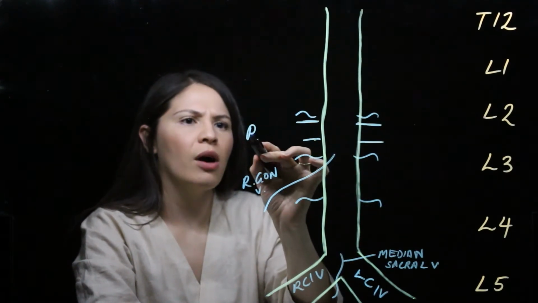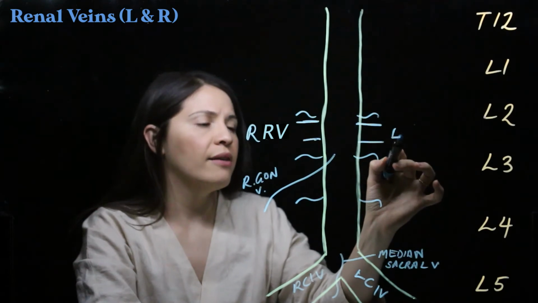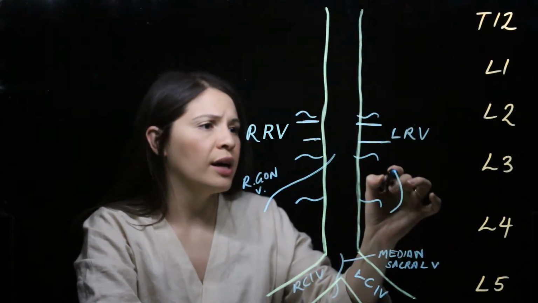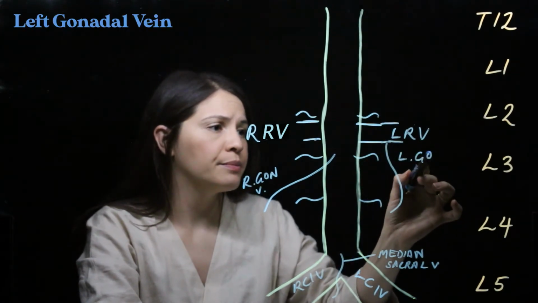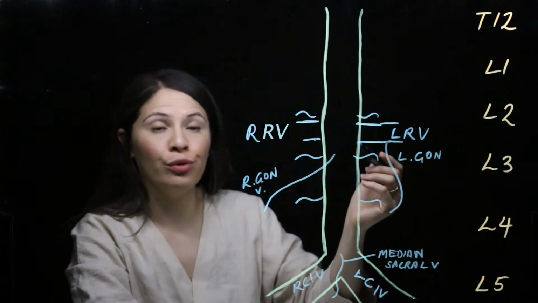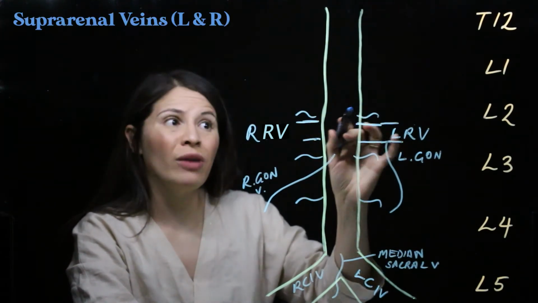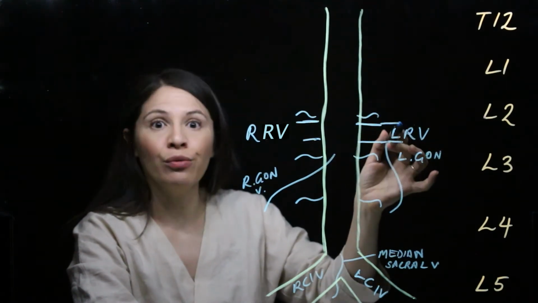Okay, so this is our right renal vein, and this is our left renal vein. So draining into the left renal vein, you have your left gonadal vein. Then we have the suprarenal vein. So we have the left and right suprarenal vein, so that can drain directly into the inferior vena cava or run into the renal veins.